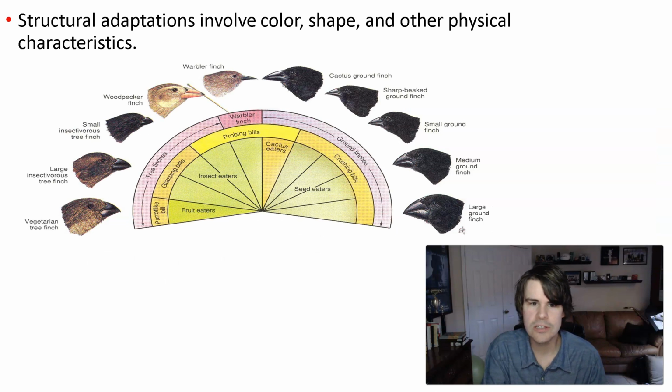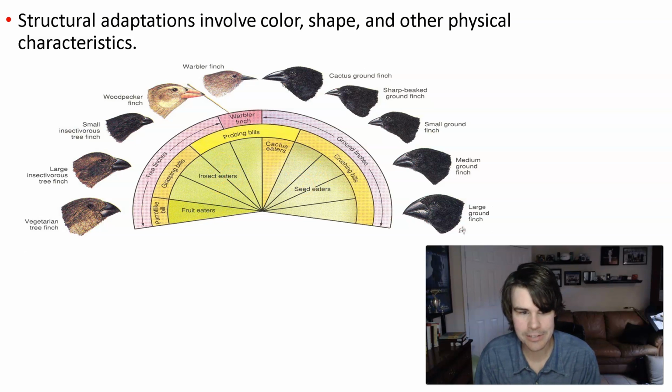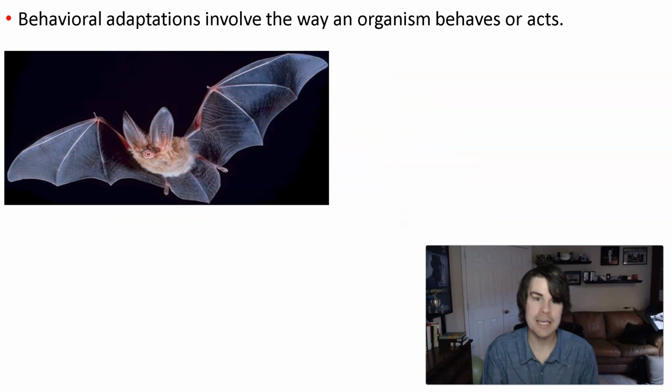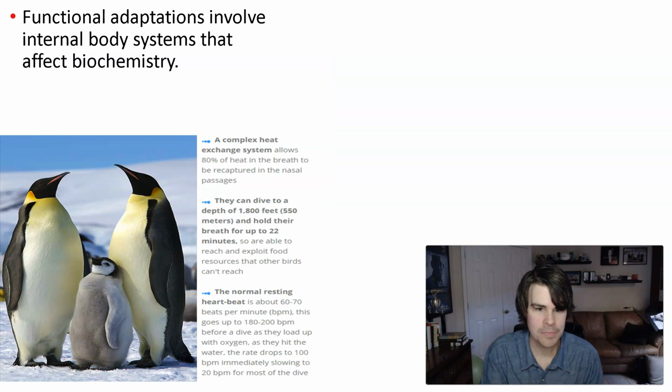First off, here are the finches. These are structural adaptations. You can kind of look at this graphic here and pause the video if you want to see, okay, these bills correspond to these type of seeds or insects or fruit. There's behavioral adaptations. Echolocation is an example that bats use.